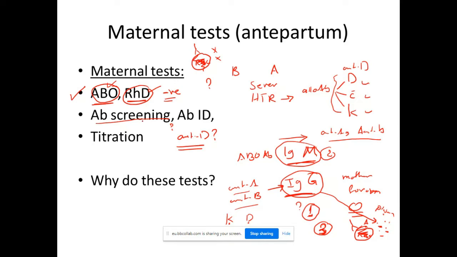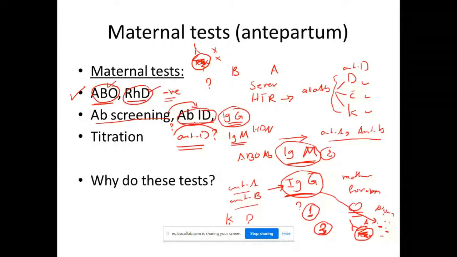So we are looking for unexpected antibody, and when we find it, we have to do an antibody identification test to know the specificity of this antibody. If it is, for example, from the IgG class, that means the baby is at risk, isn't it? In case of incompatibility, this antibody may cross the placenta and cause hemolytic disease of the newborn. However, if the antibody is IgM, we don't expect it to cause hemolytic disease of the newborn. So we have to evaluate the antibody to know if it is clinically significant or not, and determine its specificity by the antibody identification test.